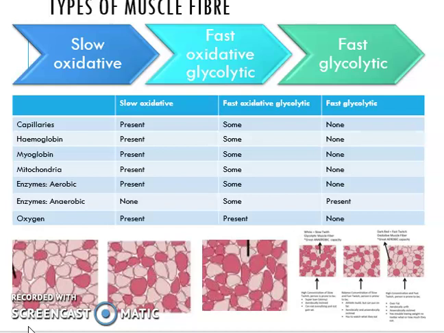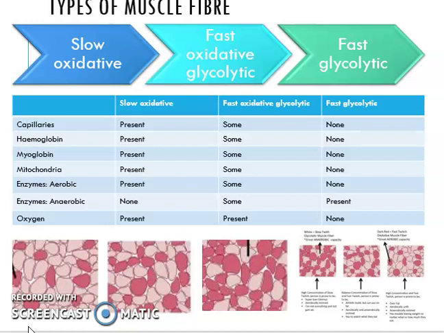The waste products of fast glycolytic muscle fibres are lactic acid, which builds up in the muscles. This is also the waste product for fast oxidative glycolytic muscle fibres. Fast oxidative glycolytic muscle fibres have a medium-sized diameter, as well as using the glycolytic system as its source of energy and carbohydrates as its substrate fuels.